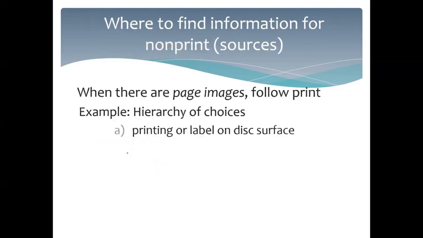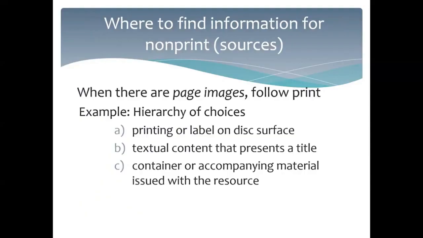Where to find information for non-print? If you have page images, so let's say you have an electronic journal or an electronic magazine and it looks like a magazine or a journal. If there are images, a representation of what looks like a page, then you're going to follow the print. So you're going to look at all those places we just talked about. Just because it's electronic doesn't mean that you're going to look someplace else if it still looks like a print thing. And this goes for ebooks too.